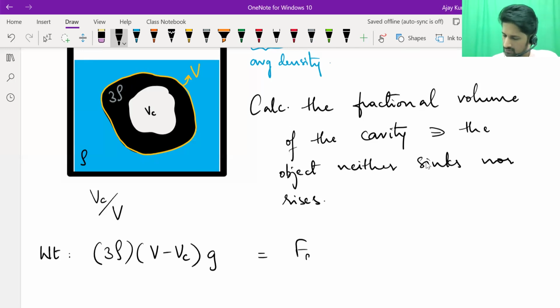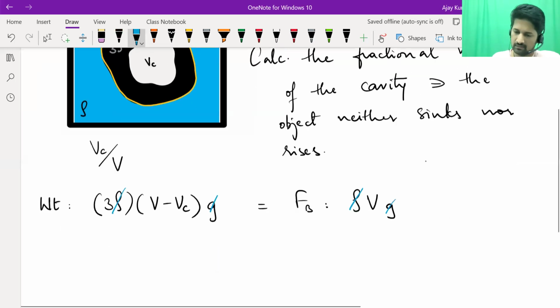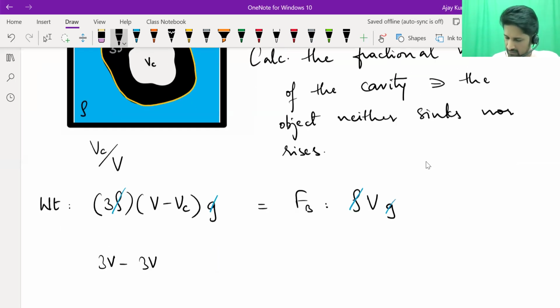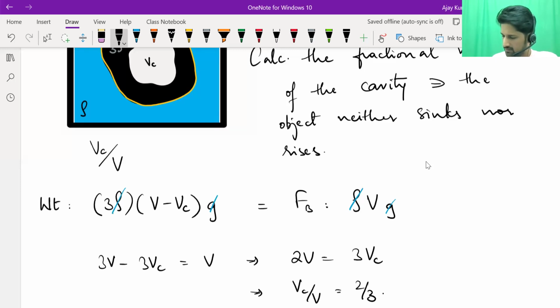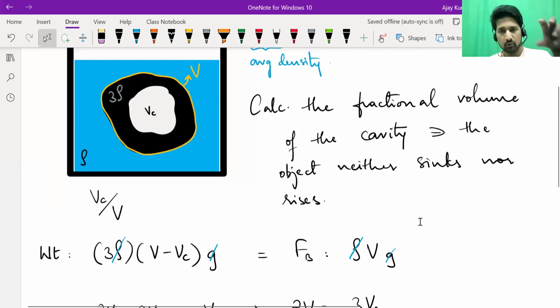It should be equal to the buoyant force. How do we express buoyant force? Now this is a non-accelerated container. In that case, buoyant force is equal to the weight of liquid displaced. We had done this many times. Density into the volume of liquid displaced, which is whatever is inside that yellow boundary, so the total volume, multiplied with g. You just have to rearrange this equation to get the ratio Vc by V. Rho and g get cancelled. Left hand side becomes 3V minus 3Vc is equal to right hand side V. That means 2V is equal to 3Vc. So Vc by V becomes 2 by 3. Okay, very good. So if you keep 2/3 of that object empty, then that object will neither sink nor float.